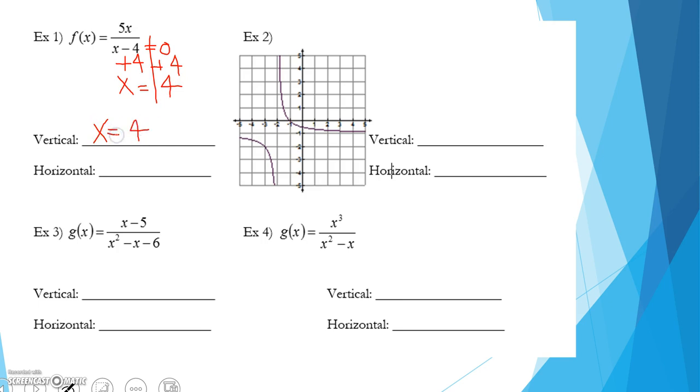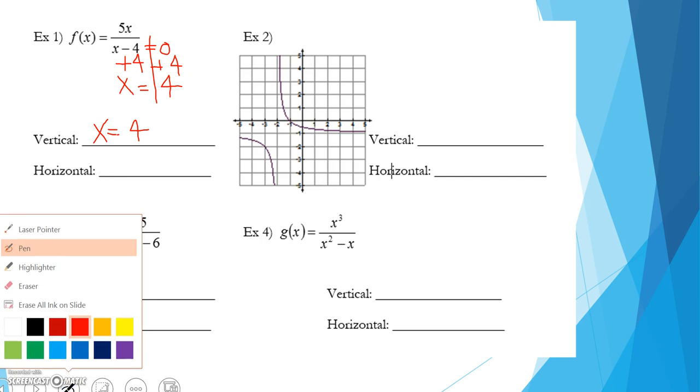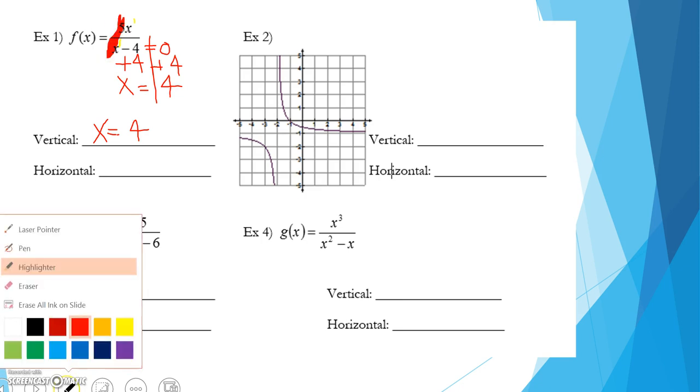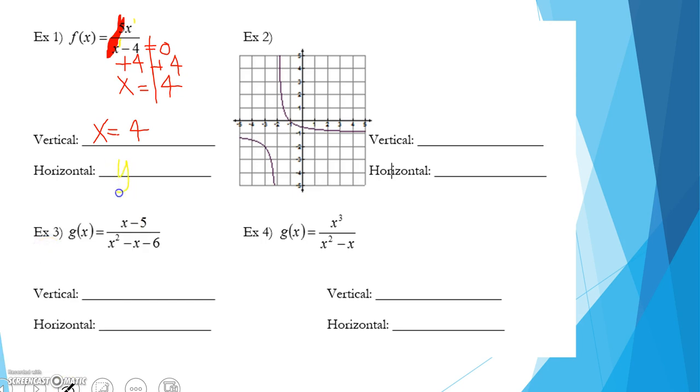And if you graph this on your calculator, you would see the dotted line would go through 4. For horizontal, what I do is compare the exponents. The exponent on the top is 1, and the exponent on the bottom is 1. So that means they have the same exponents. What we do is divide the leading numbers. So it's 5 up top, and on bottom there is no leading number, so we just assume it's 1. So 5 over 1 is just 5.